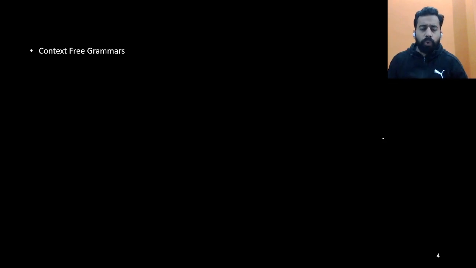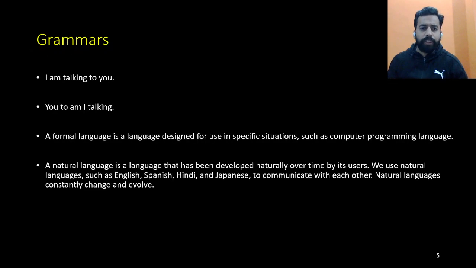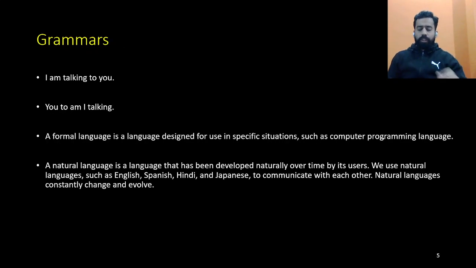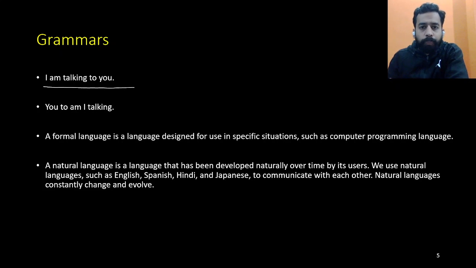Before moving to context-free grammars, let us first understand what grammars are. Where have you heard the word grammar? When you were in school and you were learning any language like Hindi or English, you must have heard grammar over there. What are grammars? Grammars are actually rules, and by following those rules, we can construct any language. For example, you can see the sentence, "I am talking to you." You can understand the meaning of this sentence.